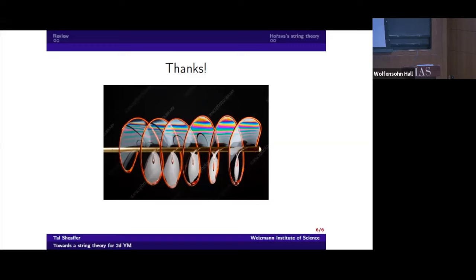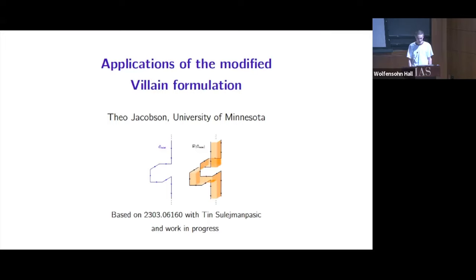Theo Jacobson from the University of Minnesota. Strings, monopoles, axions on the lattice. Yeah, we'll see if we get to all of that. So thanks for giving me the opportunity to speak. I'm going to say a few words about recent work on the modified Villain formulation for lattice field theories. This is based on some work with Tin Sulejmanpasic and work in progress.